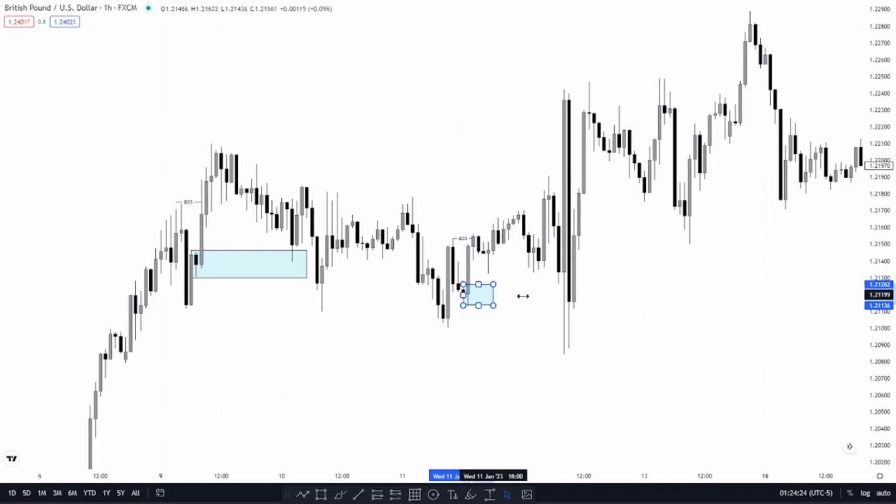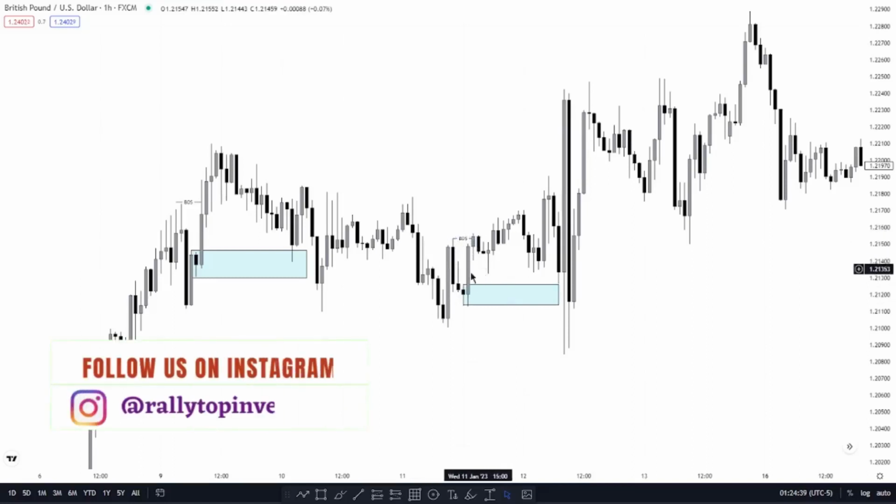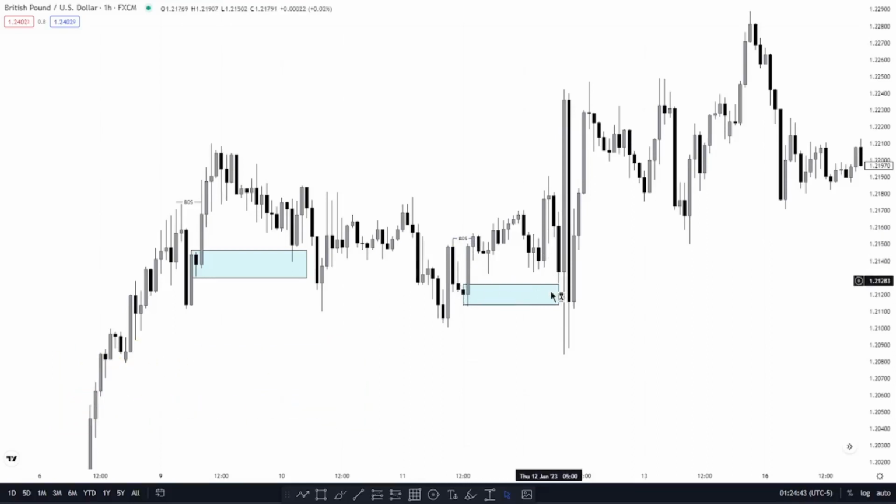All right, and take a look at what happened here. This is the last opposite candle before this impulsive move. You can see this impulsive move that leads to the break of structure. There is proper imbalance. Can you see that? Now, why did it fail? Why did price come back?